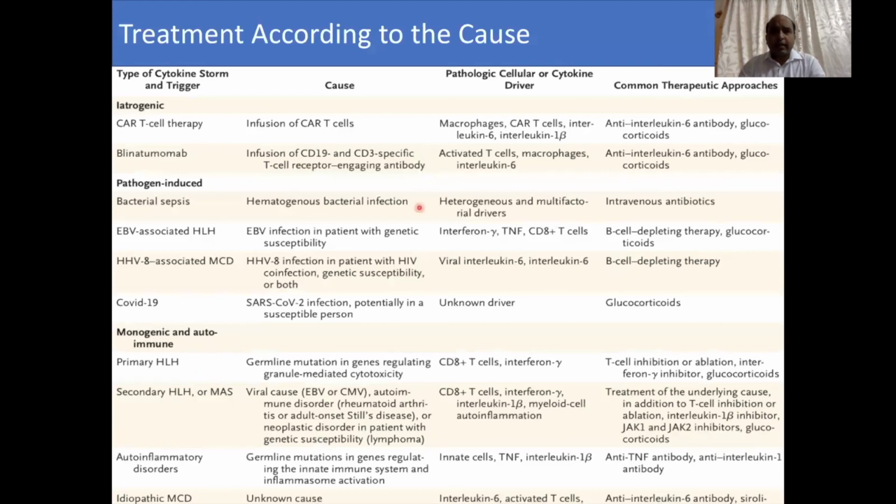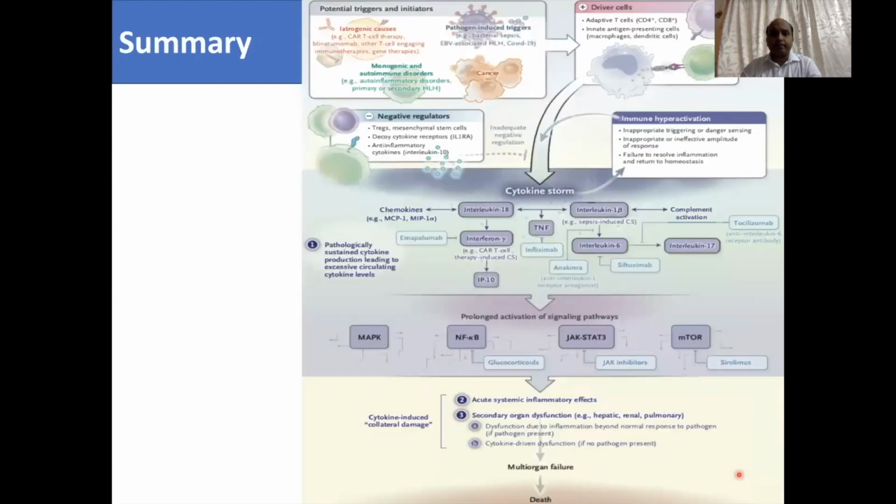So mostly CAR-T therapy, as I told you, OKT3 therapy, there interleukin 6 blockade or glucocorticoid; for pathogenic bacterial sepsis, it is intravenous antibiotic. EBV, B cell depleting therapy or glucocorticoid. COVID-19, mostly glucocorticoid, sometimes tocilizumab. And primary HLH, either you can give etoposide, cyclosporin, tacrolimus, or T cell inhibitor therapy. Then you have to go for bone marrow transplant. Secondary, I mentioned either T cell inhibitor, glucocorticoid, JAK inhibitor, and autoinflammatory agents like anti-TNF or anti-interleukin 1.